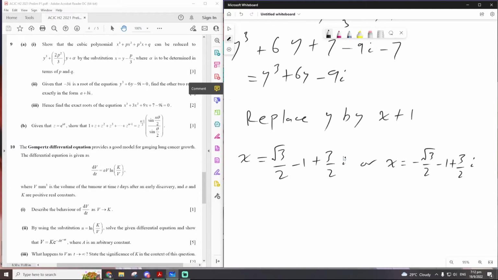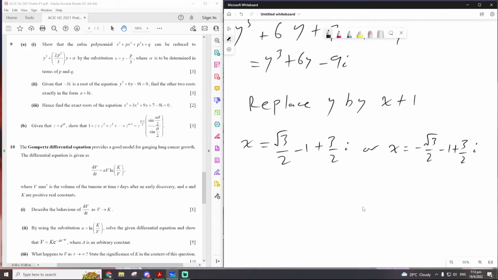Yeah. I think it's really cool using this substitution. This substitution has been known for a very long time, and it's been used to solve cubic equations even before complex numbers were known.